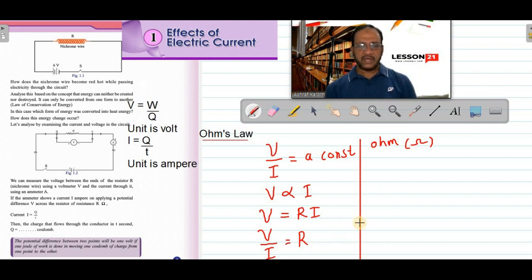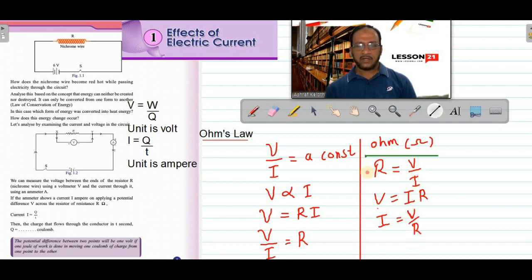From Ohm's law we have R is equal to V by I, potential difference by current. Two more equations we can write: V, the potential difference between two ends of a conductor, is equal to I into R. And the current through a conductor, I, is equal to V by R, because if I take I over here, R will come to the denominator. I is equal to V by R. So we got three important equations from Ohm's law.